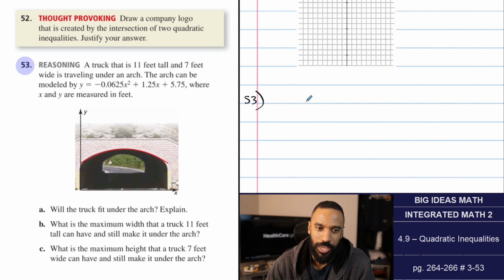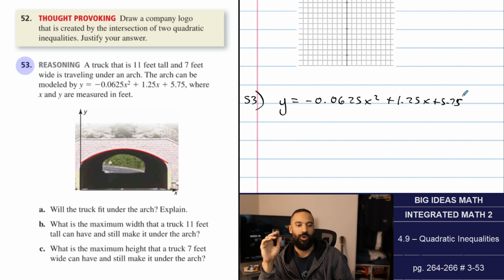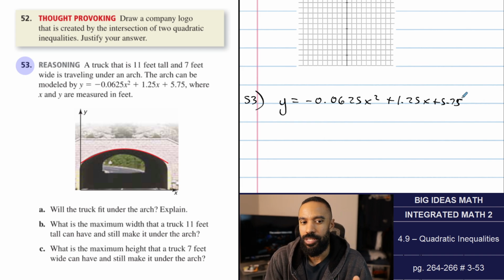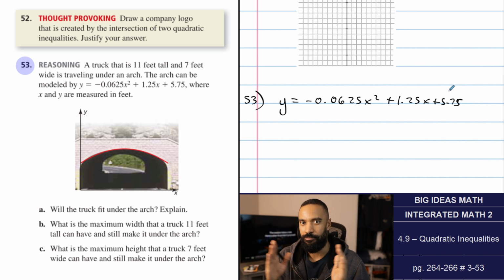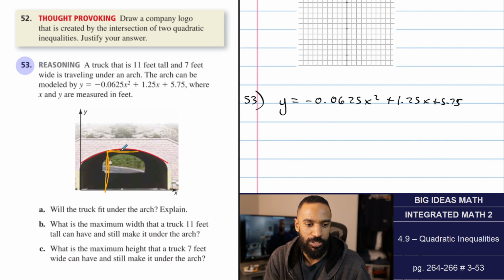Okay, so here's the thing. y equals negative 0.0625x squared plus 1.25x plus 5.75. The answer to the question on will it fit, there's a basis of, you see, the 11 feet tall matters, but so does the 7 feet wide. It's not about being 11 feet at the vertex of this thing, right? It's about that you have to account for the 7 feet wide. 3.5 feet on either side of the vertex. It still must fit there on that part at that 11 feet in height.